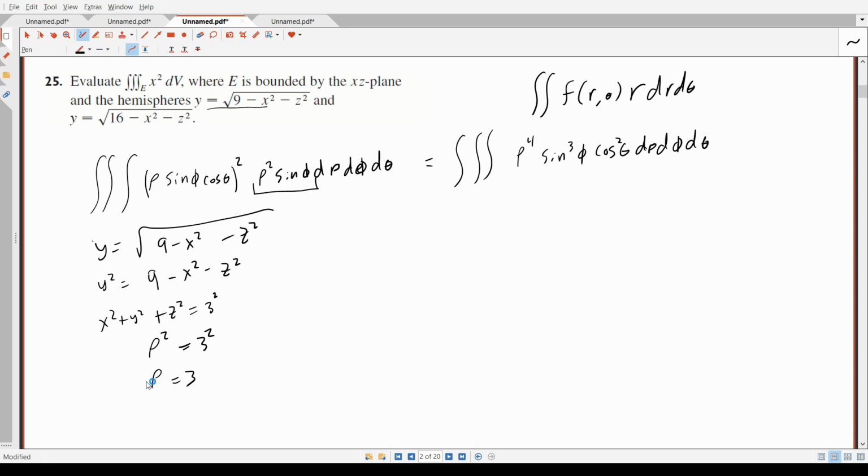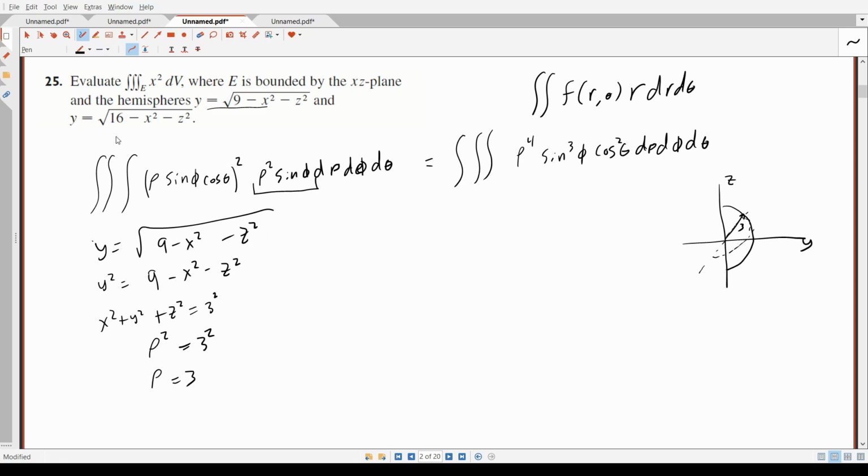Okay, so this is the sphere, rho equals 3, bounded on one side by the xz plane. So it's going to be kind of a half sphere. If this is the y, z, and I have x kind of along this way, this is the sphere kind of like this. So it's the sphere on this half of the plane with a radius of 3.